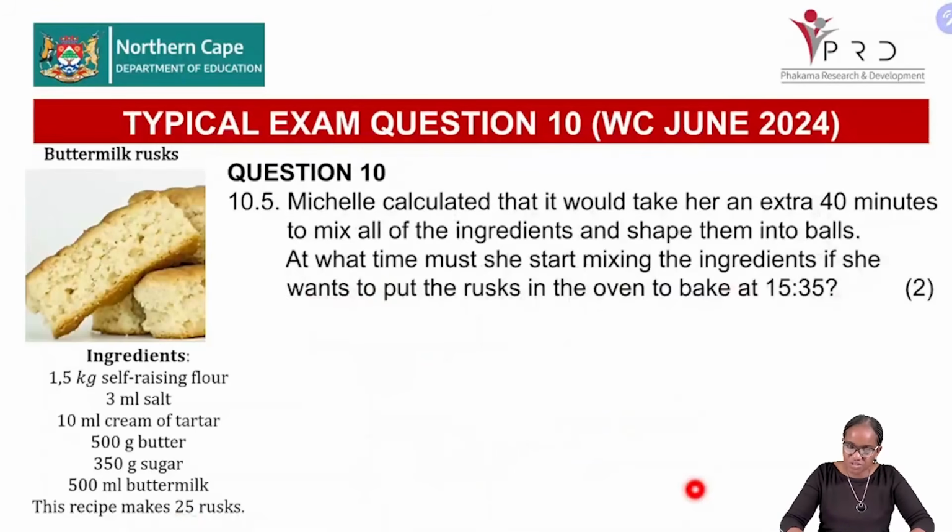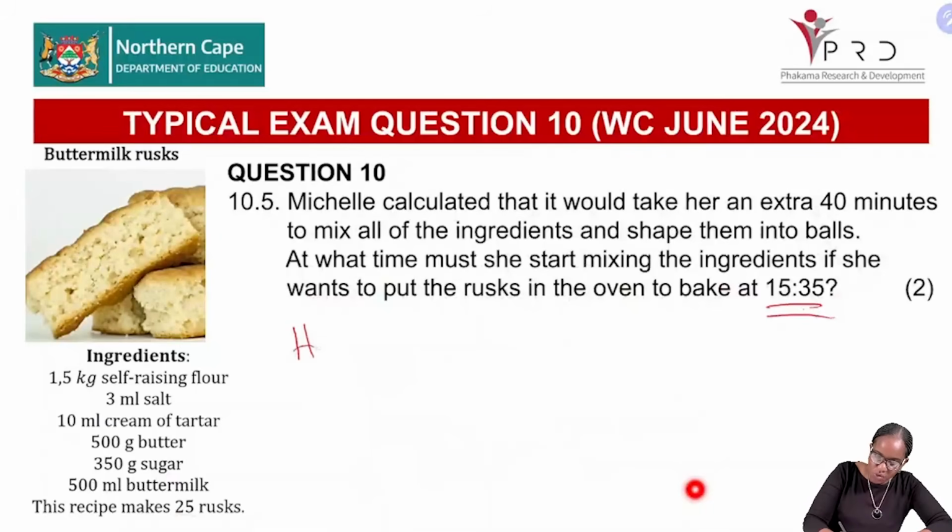Michelle calculated that it will take her an extra 40 minutes to mix all the ingredients and shape them into balls. At what time must she start mixing the ingredients if she wants to put the rusks in the oven to bake at 15:35? So she needs 40 minutes preparation. What are we going to do? Now we're going to look at what will be the time 40 minutes earlier than 15:35. Let's subtract. We go again and do what we did initially.